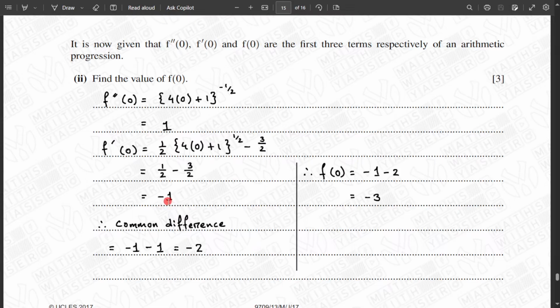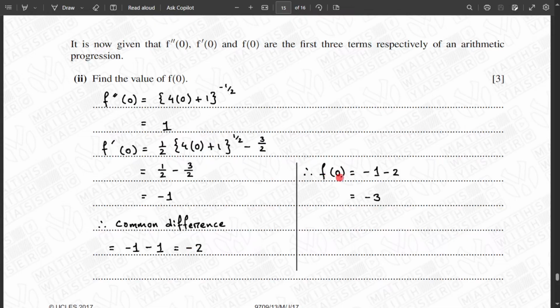Since it has already been stated that this is an arithmetic progression, we have nothing to prove. That means there is a common difference. The common difference should be the next term minus the previous term. The next term is f'(0), which is minus 1, and the previous term is f''(0), which is 1. So next term minus previous term is negative 2, and that is the common difference.